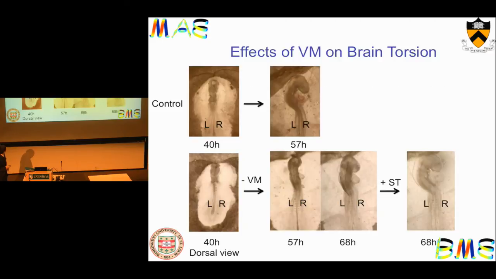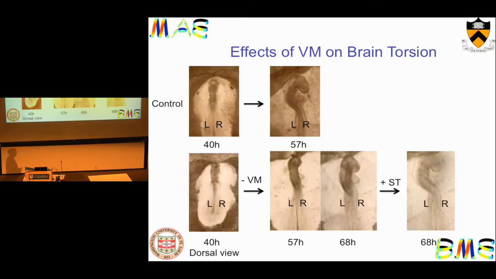To test our hypotheses, we performed the following experiments. First, since we think the vitelline membrane is exerting a force necessary for torsion, we removed the vitelline membrane at around 40 hours of incubation. After 17 hours of incubation, we found that the embryonic brain torsion is much less than in a control embryo. If we further cultivate it for 11 hours or so, the brain torsion increases, but is still dramatically smaller than the torsion in a control embryo, where it twists almost 90 degrees.